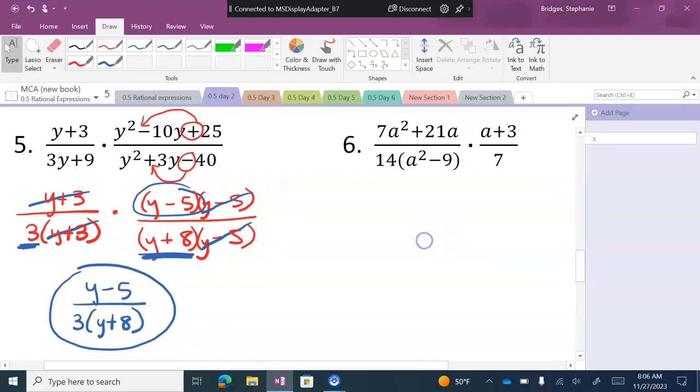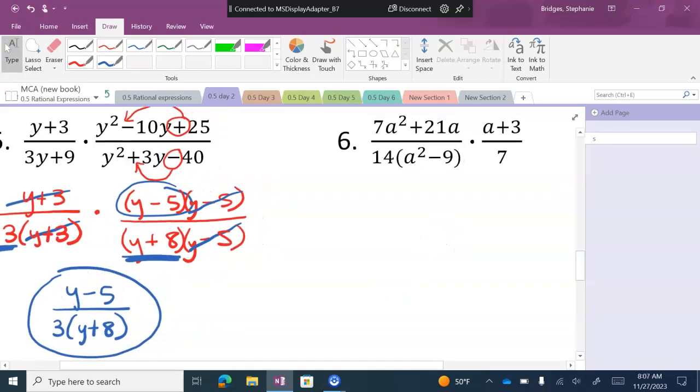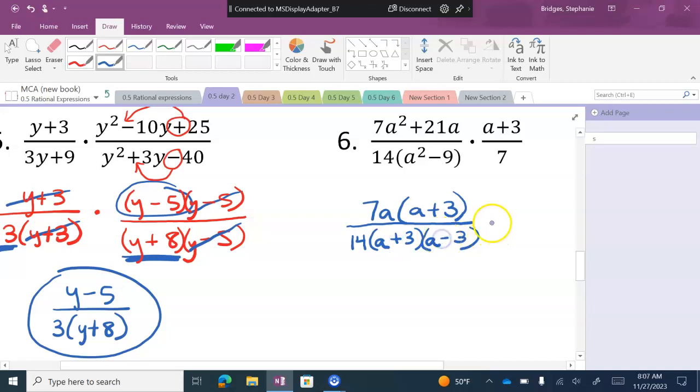All right, let's start with 6. At the top, 7a squared plus 21a. What can I pull out? 7a, okay. And then I'd be left with a plus 3. In the denominator, that 14 is in front of the parentheses, but inside that parentheses, I have a squared minus 9. Both perfect squares being subtracted, so that can actually continue to factor. Square root of a squared is a. Square root of 9 is 3. 1 plus, 1 minus.